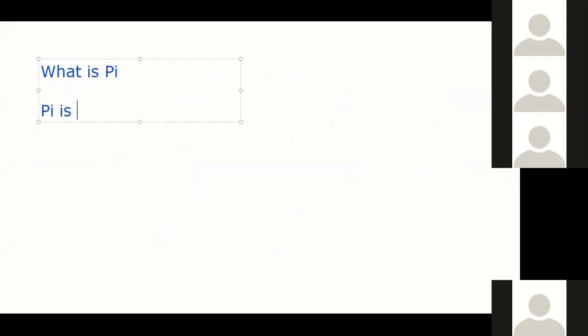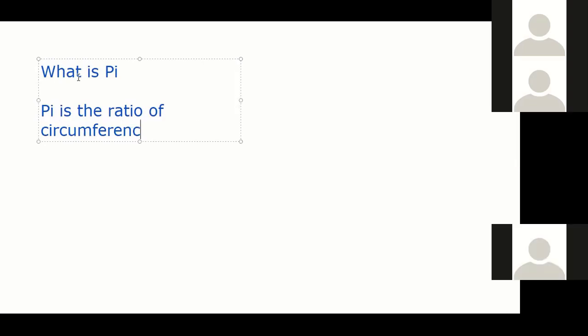Pi is the ratio between circumference and diameter. Correct. Of any circular object. That's it. The ratio of circumference to diameter. It is as simple as that. Whenever somebody asks what is pi, guys, don't say 3.14. That's the value. Concept-wise it is important.